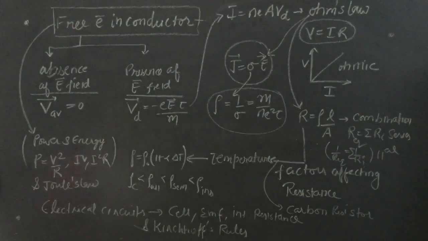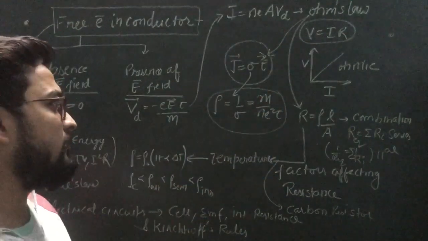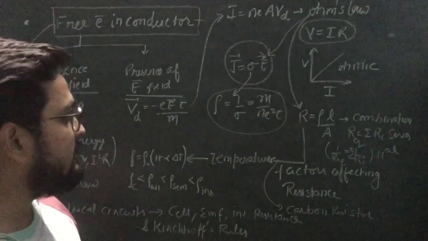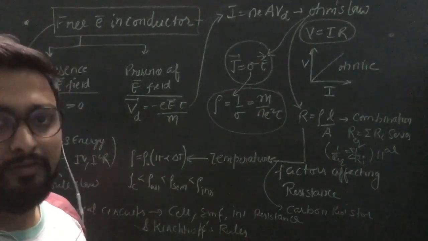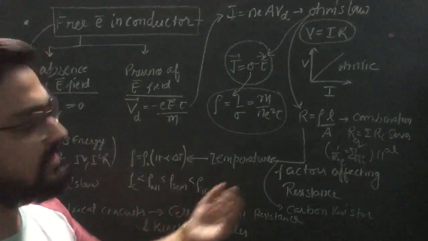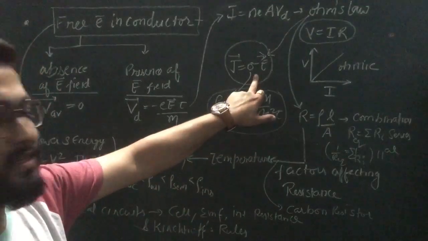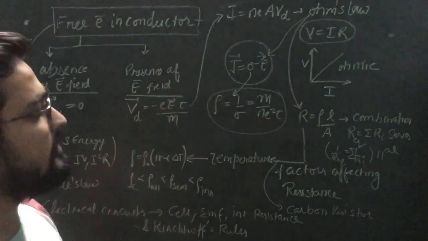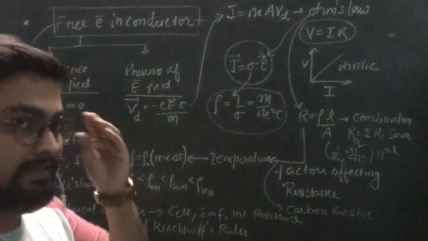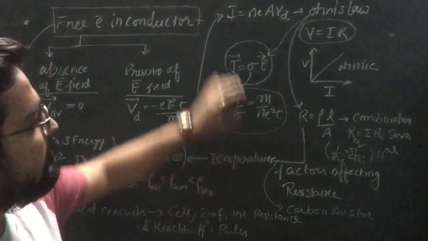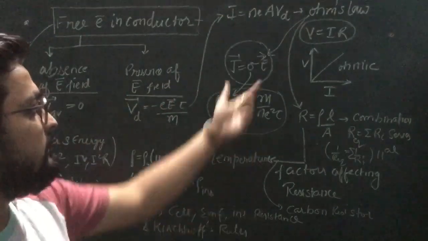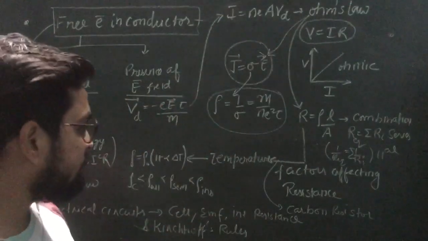Also, we have seen Ohm's law in vector form. In vector form, we can write J is equal to sigma E, where J is the current density, that is current per unit area of cross section through which that current is passing. Sigma is the conductivity, which is the reciprocal of the resistivity. E is the electric field. So both of these are vectors. J is a vector, E is a vector. That's why this is Ohm's law in vector form.